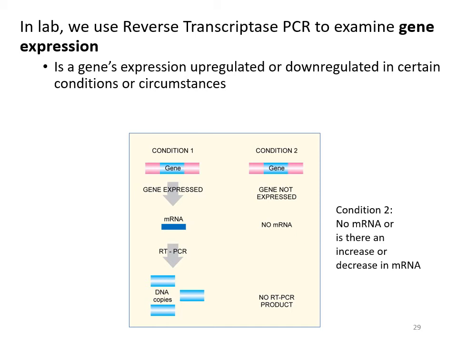Whereas if you do not see much fluorescence or amplification at the end of the reverse transcriptase PCR, that tells you there wasn't DNA to copy or amplify because there wasn't mRNA to copy, which means the gene was not being expressed. So reverse transcriptase PCR lets us look at how much gene expression there is in different conditions. It's a very powerful technique.